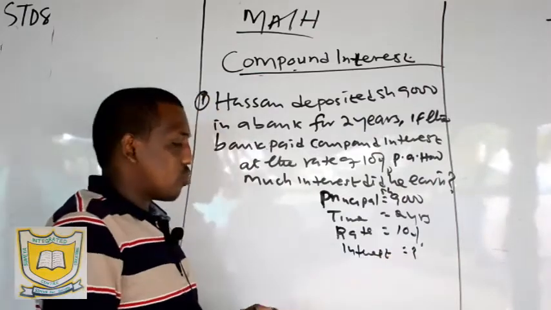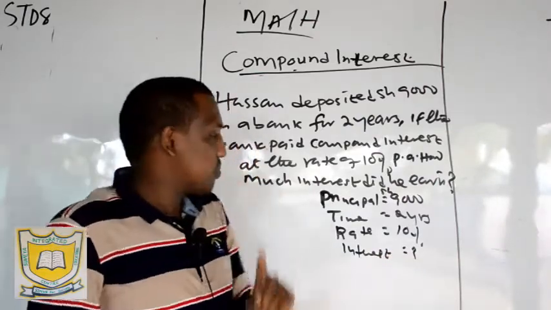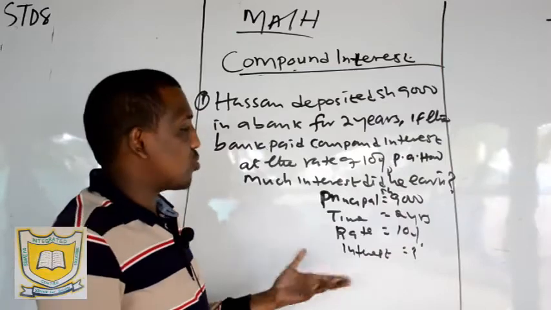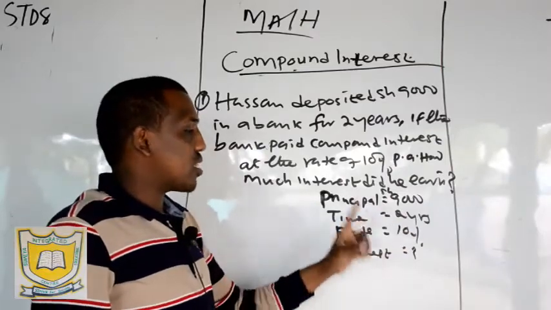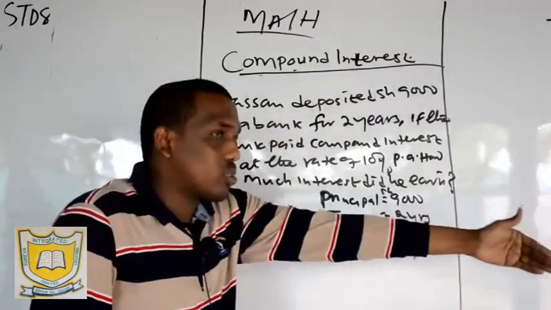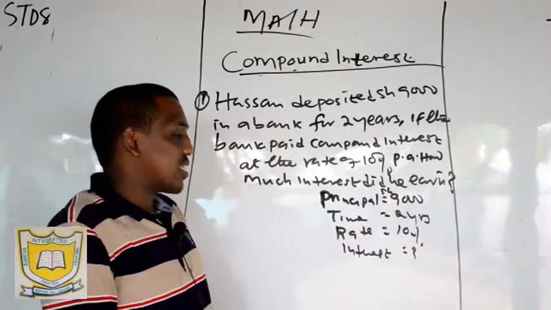So what we do, we first get the interest of the first year. It's different from simple interest. In simple interest we used to get it once, but here we have to get the interest of the first year, then we proceed to the second year. So let us get the interest now.